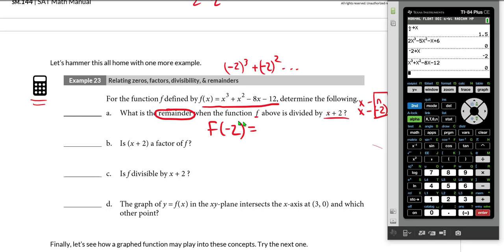And what do I get? Oh, I get another 0. Okay, so I now know that the remainder, remember, that value that we get out when we plug the n value into the function, that value that we get out, in this case 0, is the remainder. So my remainder is 0.